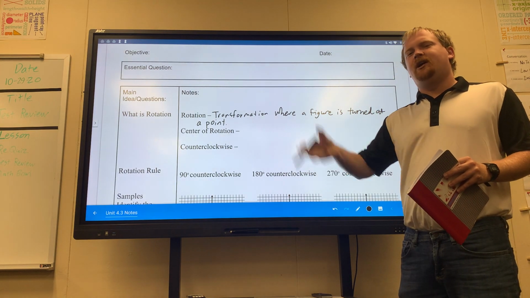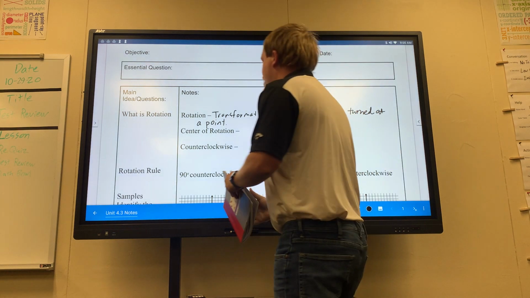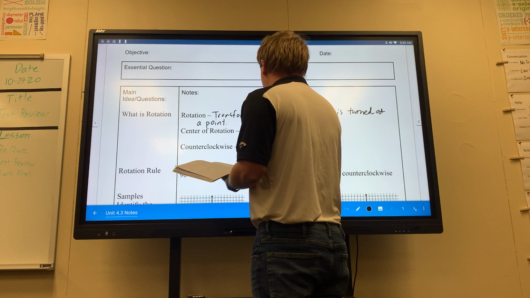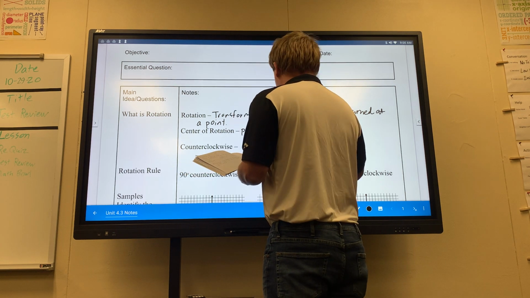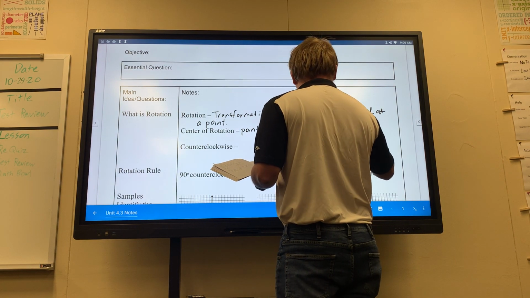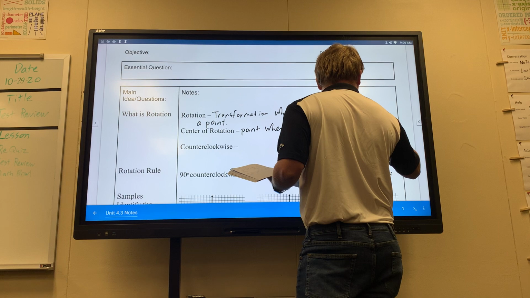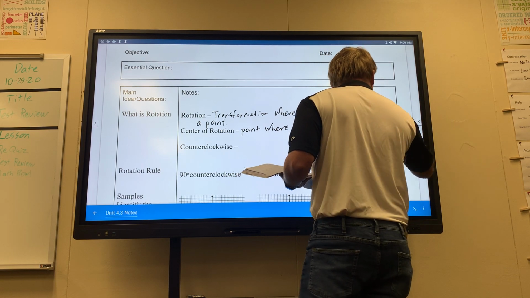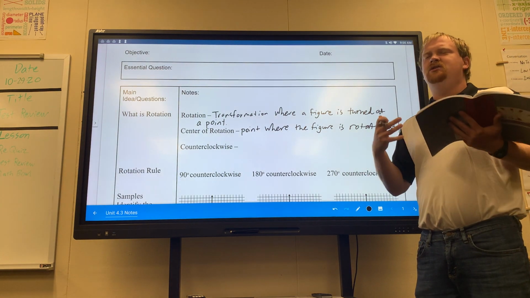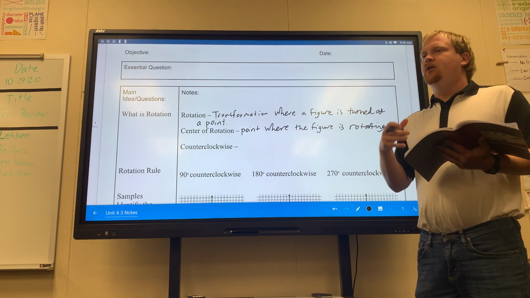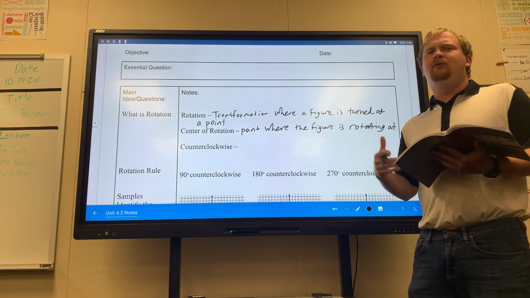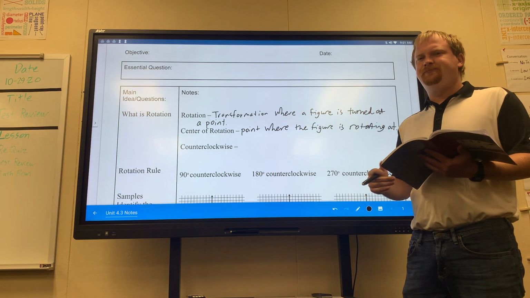There's a certain point that allows me to rotate. And that point is called the center of rotation. It's the point where the figure is rotating at. Okay? So for our case, when we deal with rotation, our center of rotation is always going to be at 0, 0. It's not going to be at 1, 1. It's not going to be at 2, -5. The center of rotation is always going to be at 0, 0.